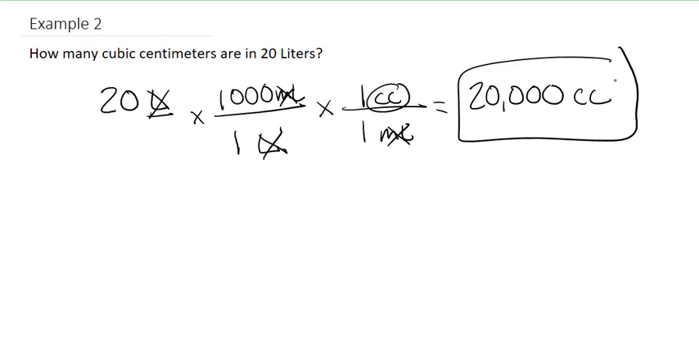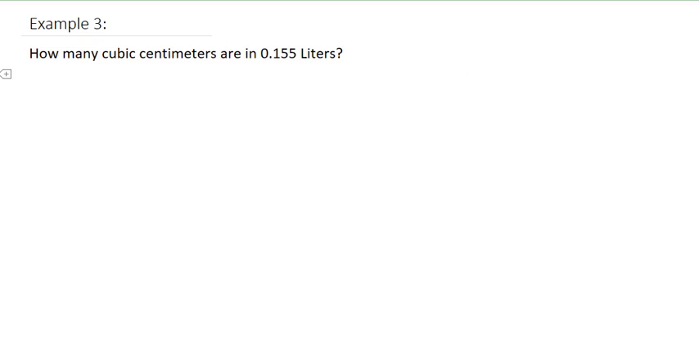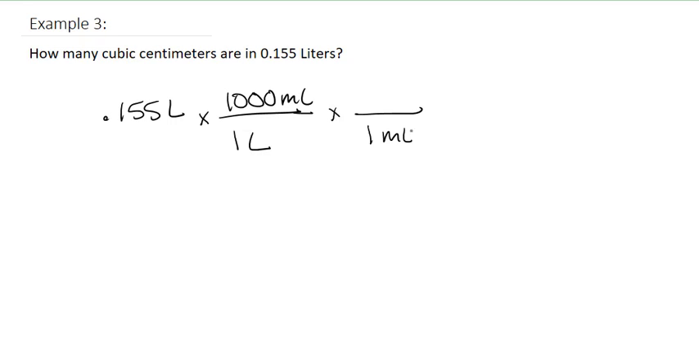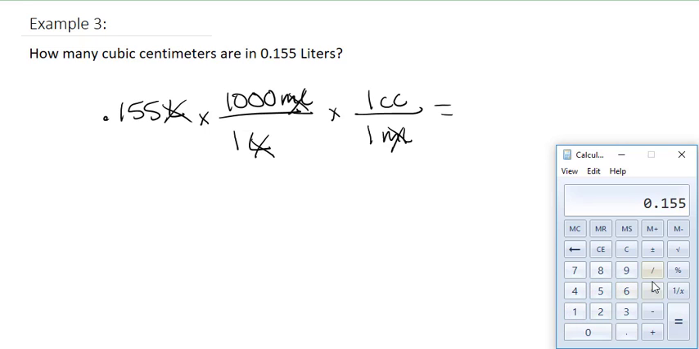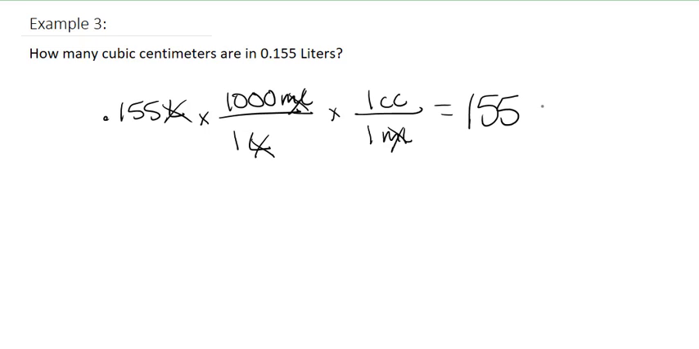So let's look at another example here. How many cubic centimeters are in 0.155 liters? So we'll use the same kind of unit conversions. We go 0.155 liters, multiply. We have 1 liter, which is equal to 1,000 milliliters. And 1 milliliter is equal to 1 cubic centimeter. We cross out our units, and then we multiply. 0.155 times 1,000 is equal to 155 cc.